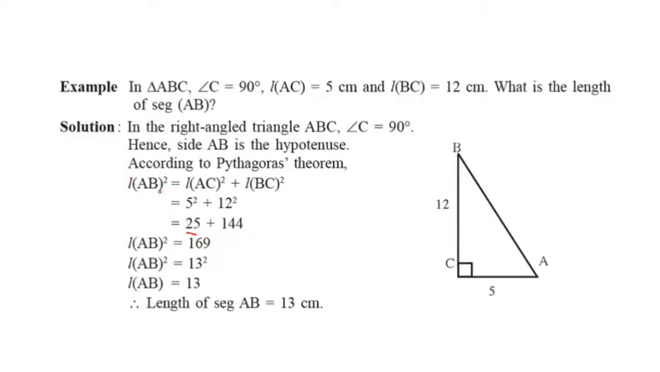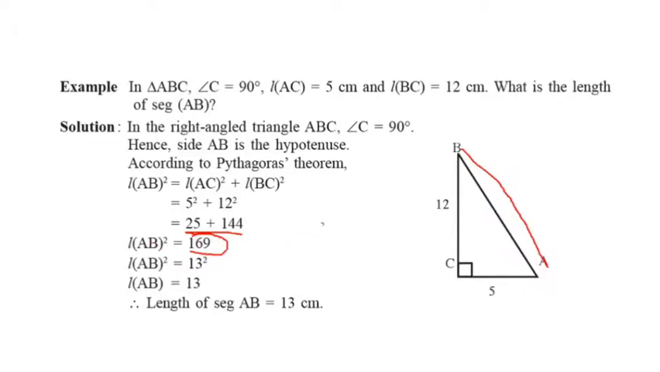Length of AB square is equal to 25 plus 144. Addition of 25 plus 144 will give you 169. That is, length of AB square is 169. We want to find out just simply length of AB. So we will find out the square root of AB square.